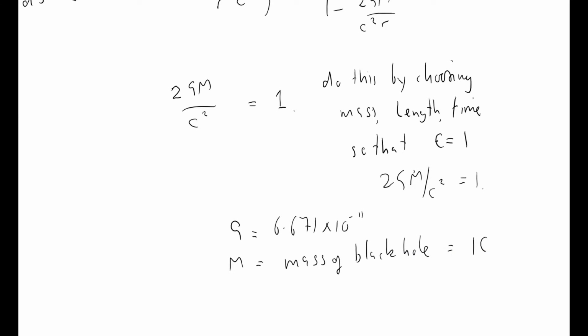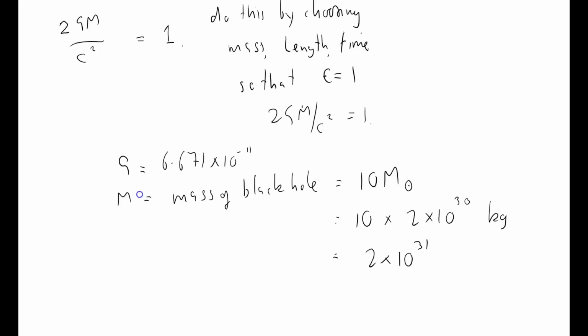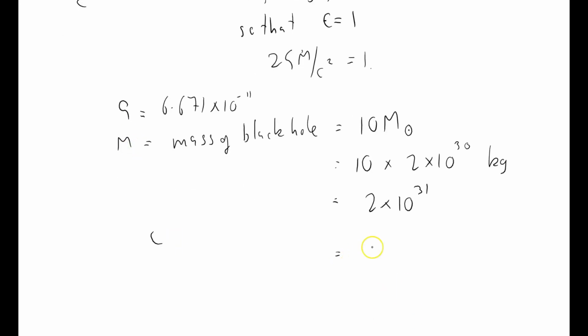And I'm going to say it's 10 solar masses. That's the symbol for solar mass. Equals 10 times 2 times 10 to the 30, I think it is, kilograms. So we've got 2 times 10 to the 31. And of course c equals the speed of light, which is 3 times 10 to the 8, approximately.